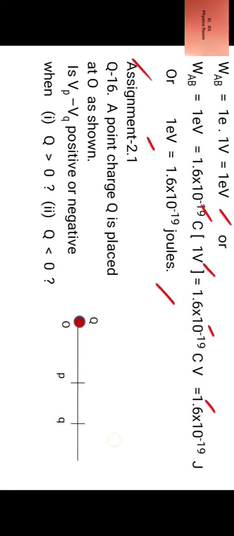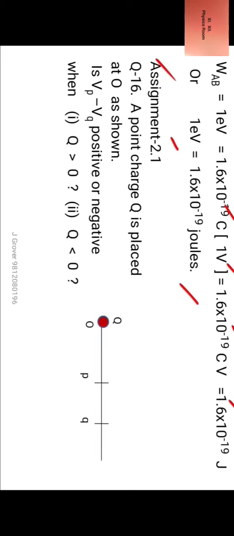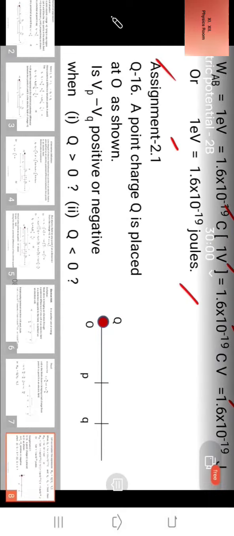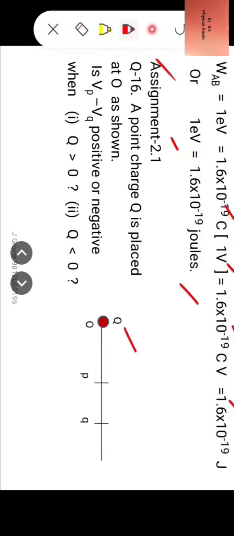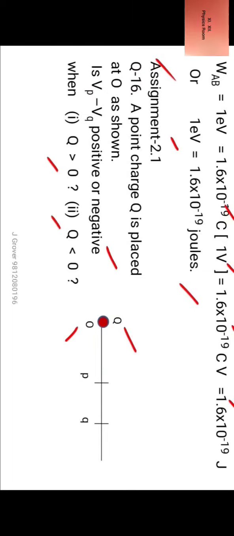And now assignment 2.1 continued. Question number 16. A point charge Q is placed at point O as shown in the diagram. Is Vp minus Vq positive or negative when number 1, Q is more than 0, and number 2, Q is less than 0? So you find out the answer to this question and solve it.